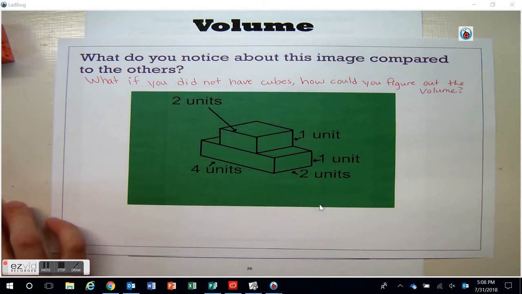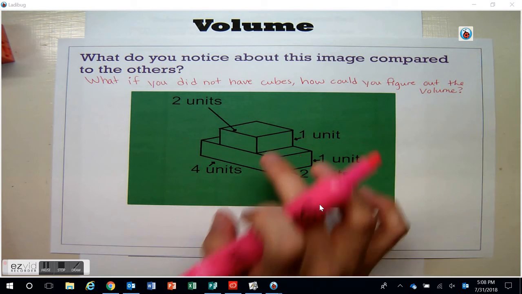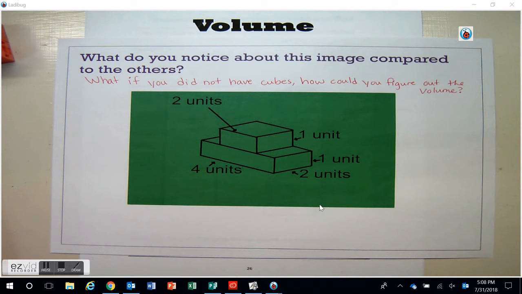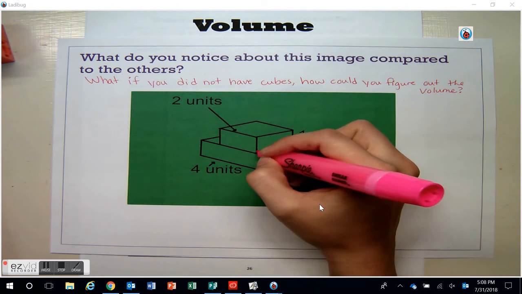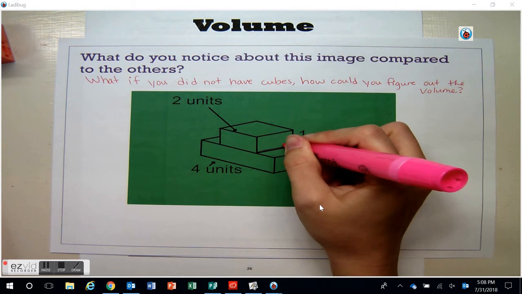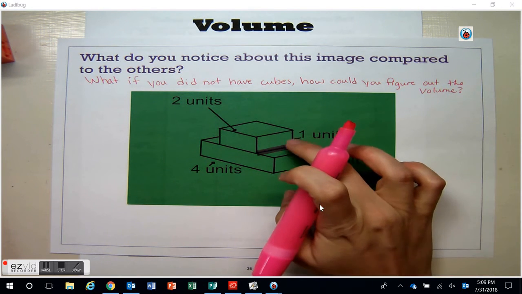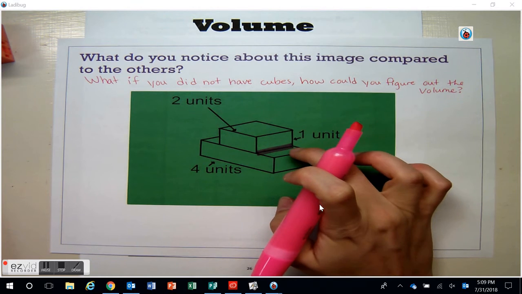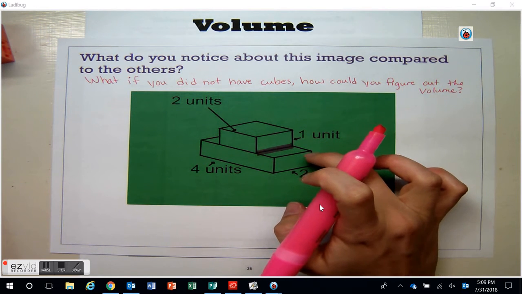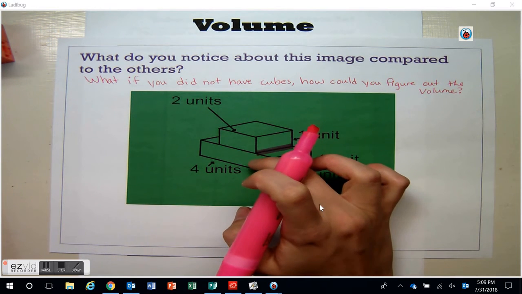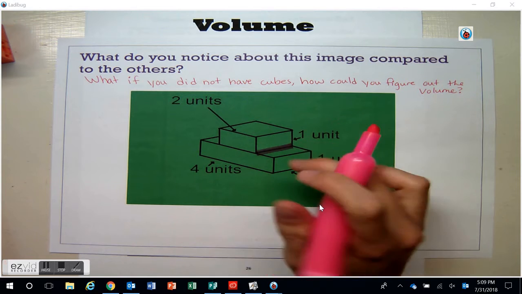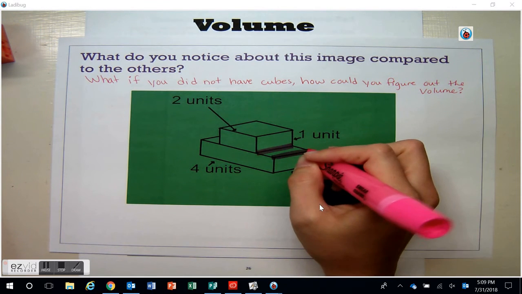Continuing on. What do you notice about this figure here, this image, compared to the others? Well, here I see a length times width times height. Here I see a length times, I don't see a width, and a height. Anything that you notice that would help us figure out the width of that top piece?